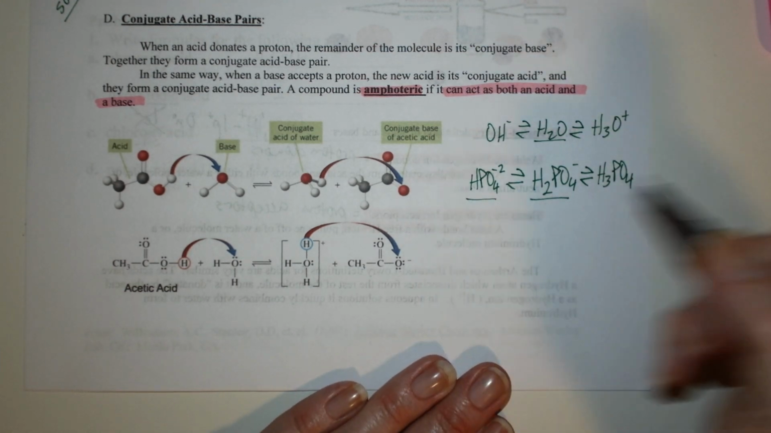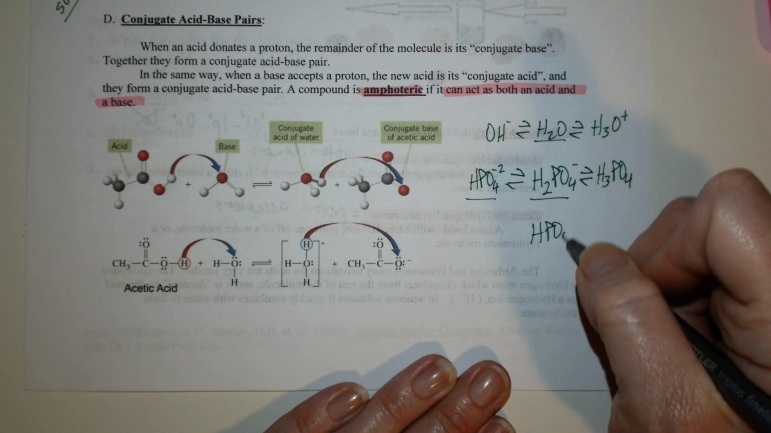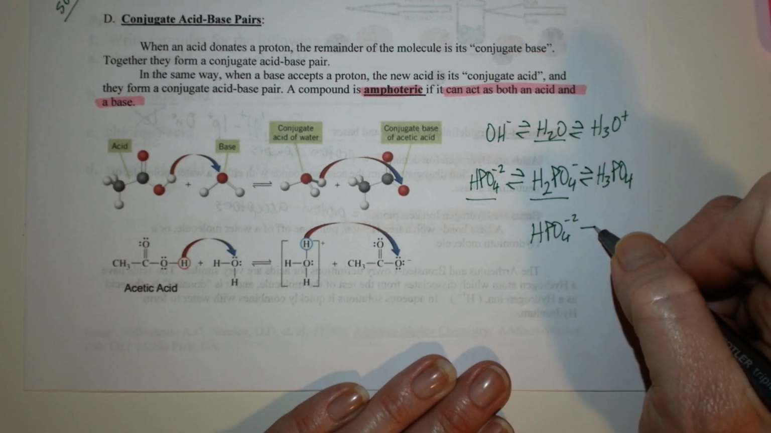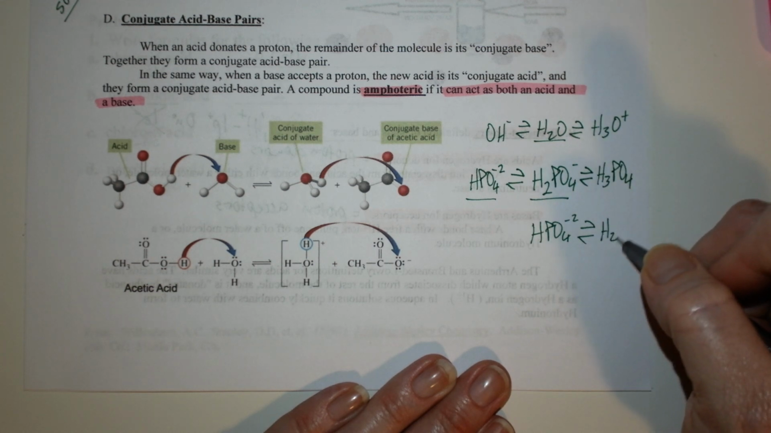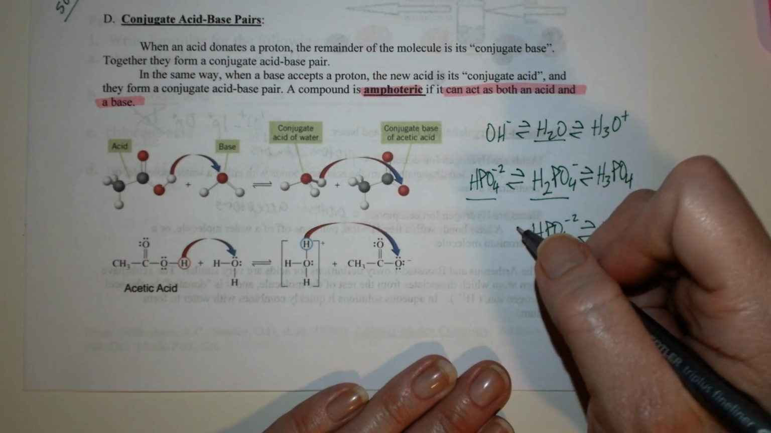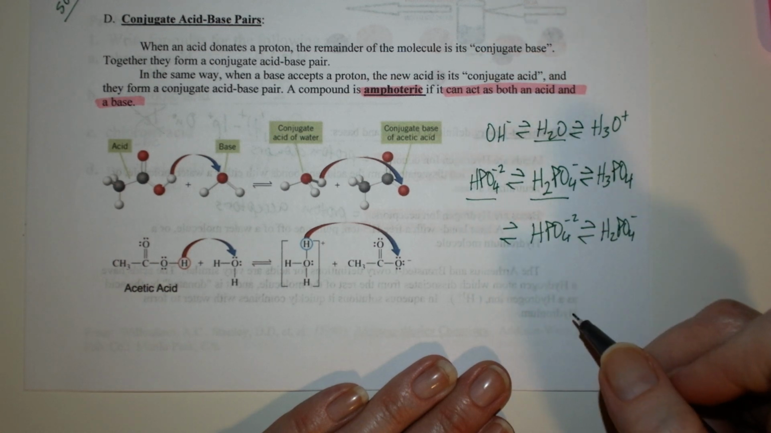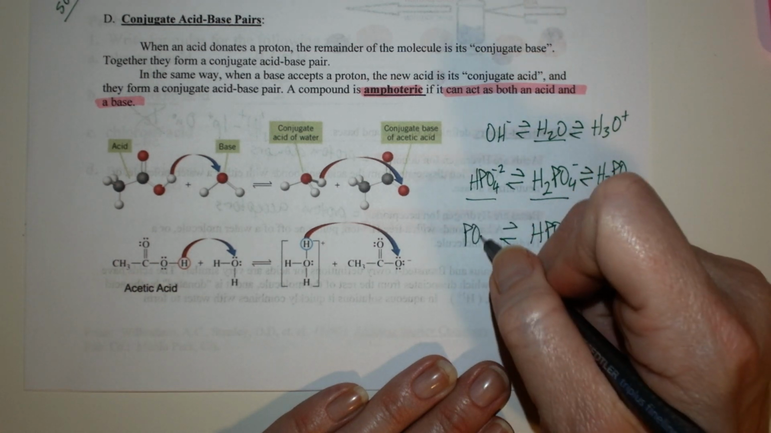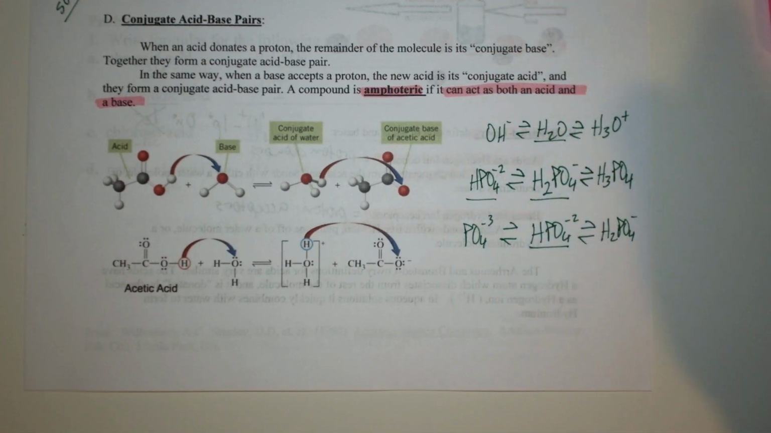Similarly, this could be amphoteric as well, because HPO4 -2 can gain a hydrogen and become H2PO4 with only a -1, because we gain a hydrogen, it's positive, right? It's a proton. Or it can lose that hydrogen and just become phosphate. So this is also what you call amphoteric. That's what amphoteric means.